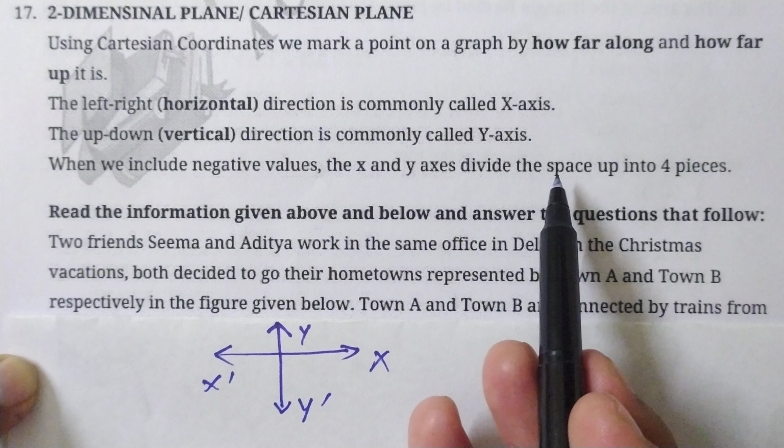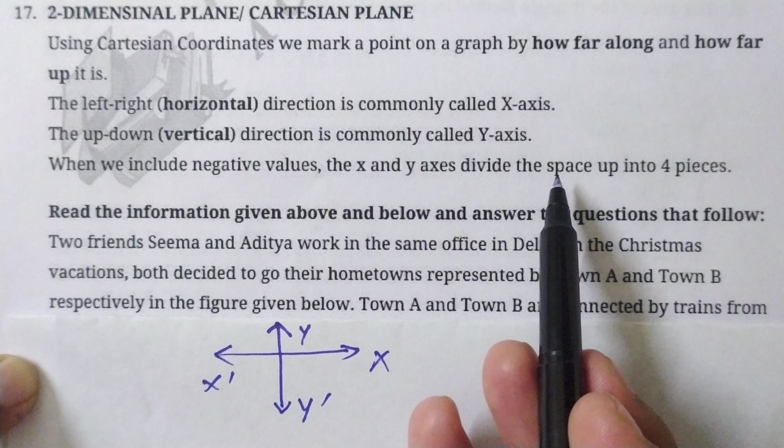Let's do this case study based question. This is for class 10 and this is taken from chapter 7 coordinate geometry, and the question is two-dimensional plane and Cartesian plane. You know what is two-dimensional plane? X-axis and Y-axis. See, this is X-axis and this is Y-axis. So this is called two-dimensional plane. Or you can say this as a Cartesian plane also, right?